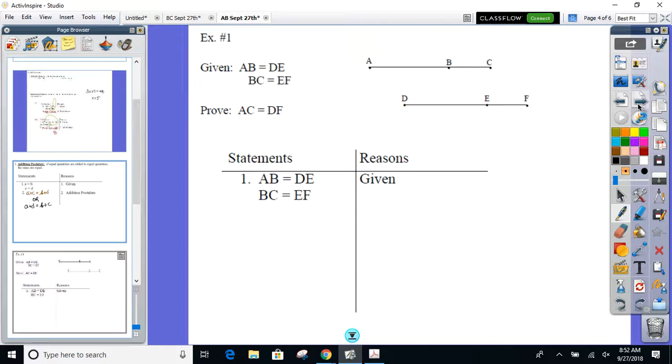All right. Okay, let's look at our givens. Here's how a proof is set up. Remember I showed you yesterday, I'm going to give you some information. Here's what I need you to prove true, that AC and DF are equal. First thing, get in the habit of, whatever's given, mark it on your diagram. AB equals DE. Okay, AB equals DE.